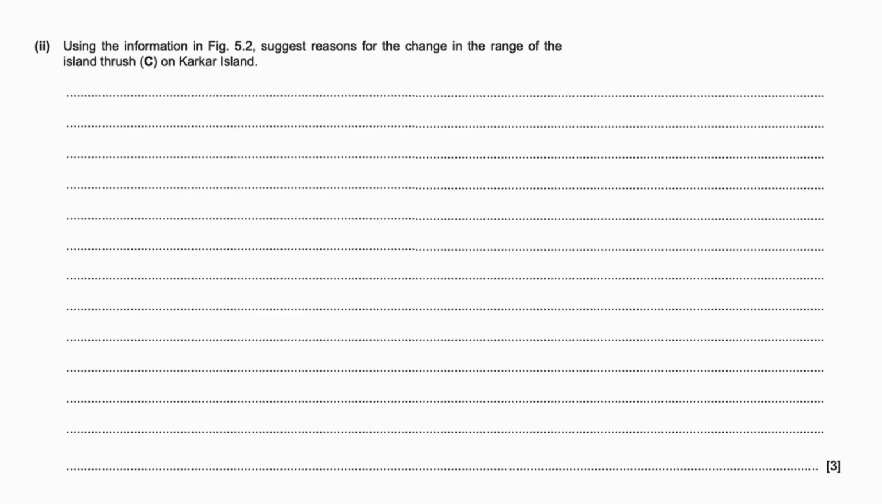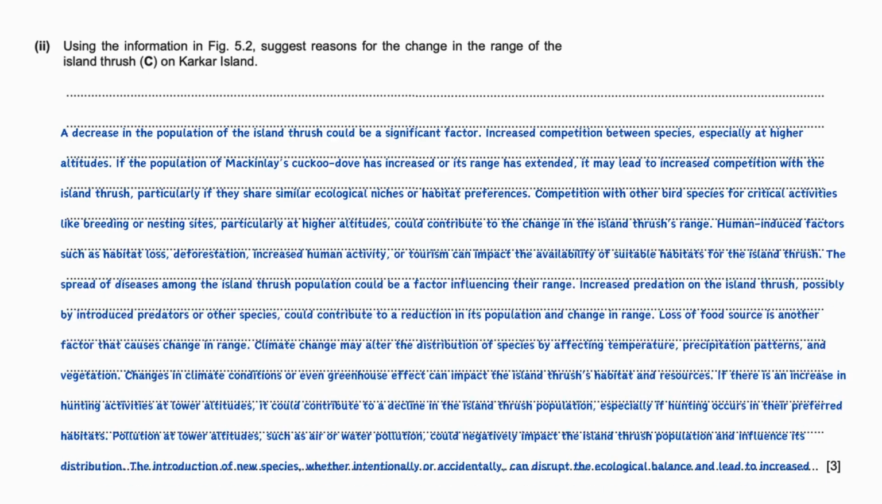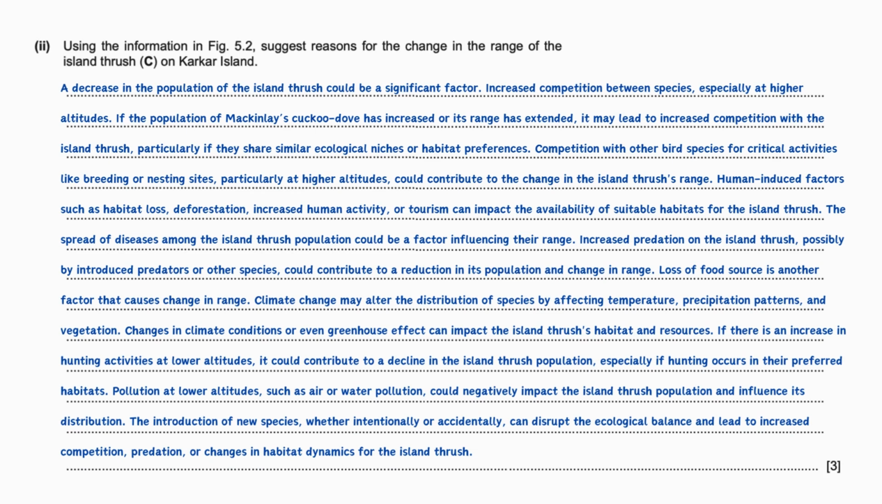Using the information in Figure 5.2, suggest reasons for the change in the range of the island thrush C on Carker Island. A decrease in the population of the island thrush could be a significant factor. This could result from various threats such as predation, competition, habitat loss, or other ecological imbalances. Increased competition between species, especially at higher altitudes, may limit the island thrush's ability to maintain or expand its range.